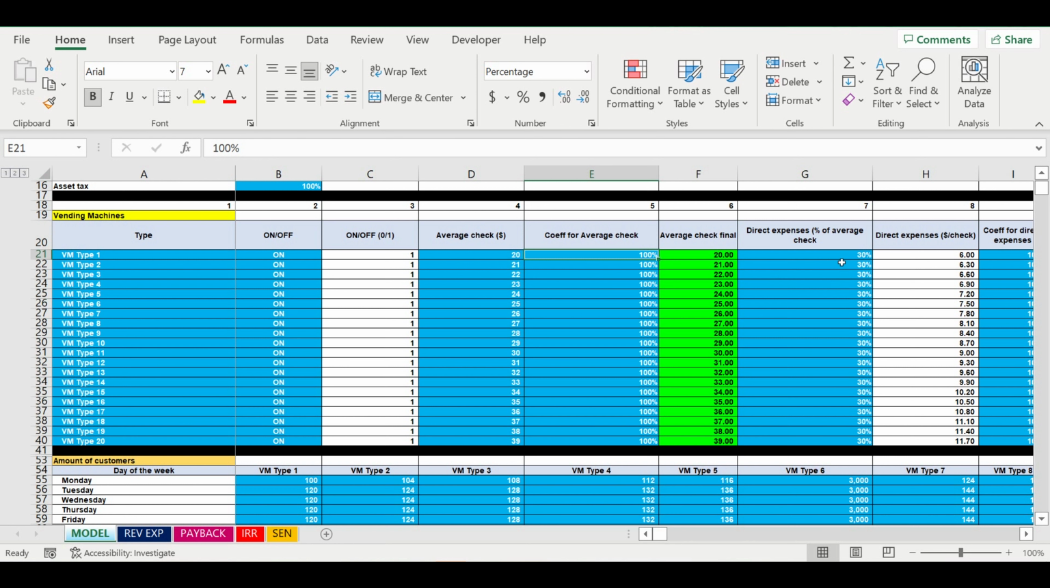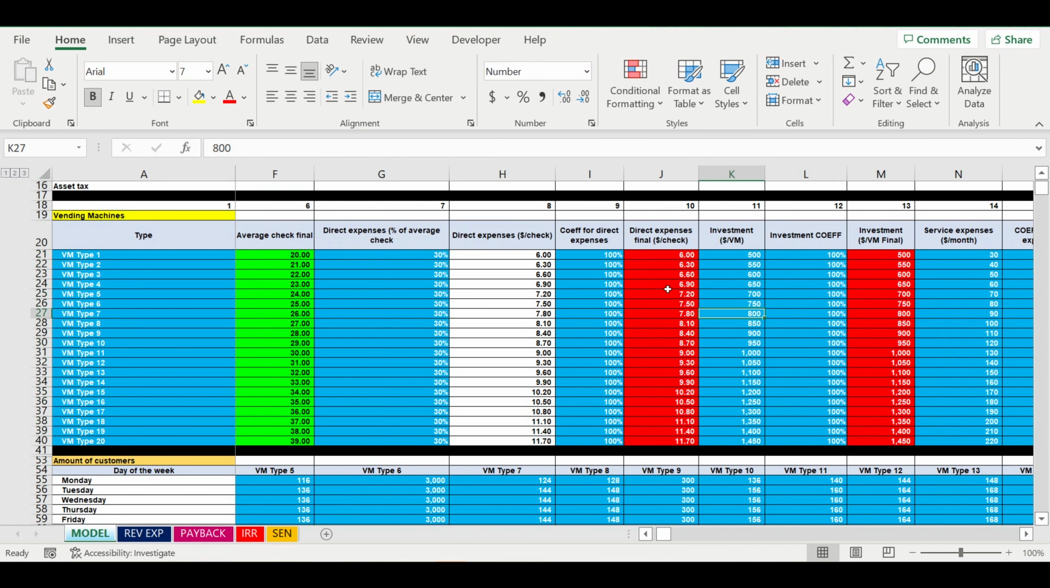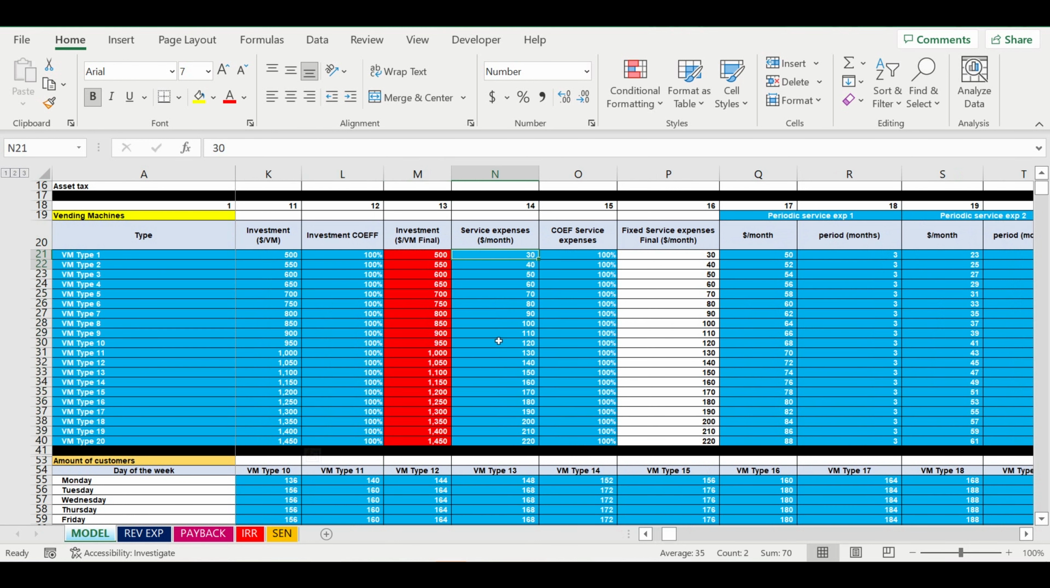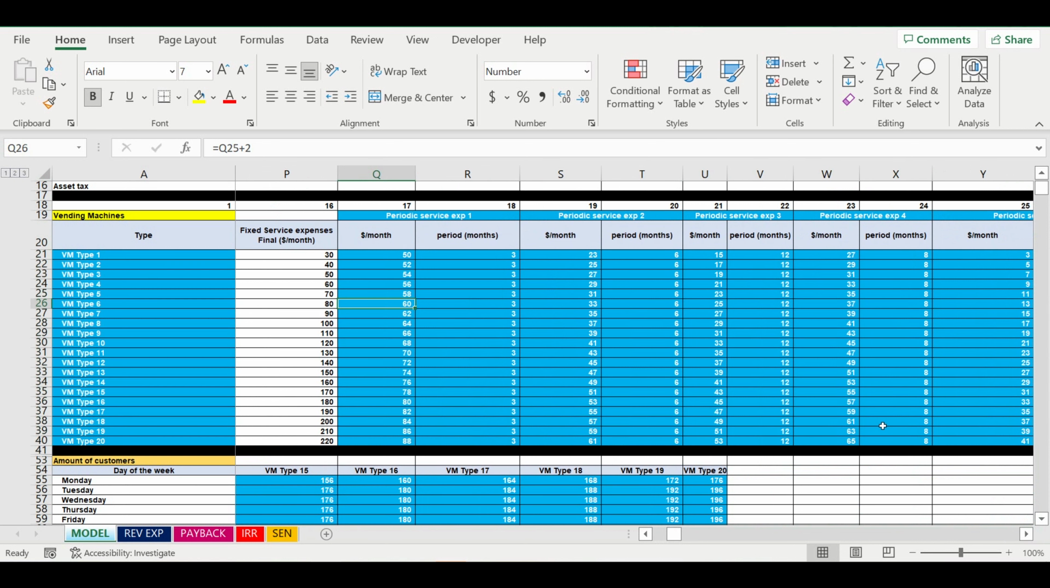Then we have the direct expenses level from our average check. Then we also have the coefficients for direct expenses and the investment plan for each vending machine. Then we also have a coefficient for investment plans, because we will be able to play with all this without adjusting these values. Then we have some service expenses, with coefficients to service expenses.